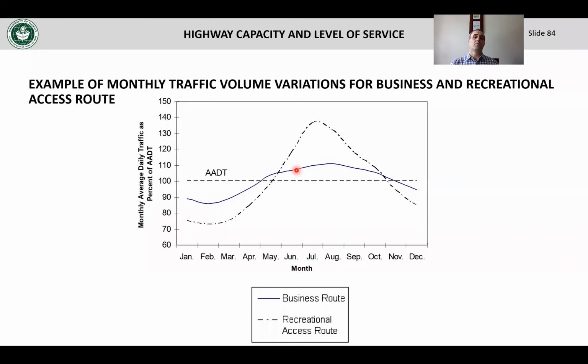Okay? So with that said, we have variations that are daily, we have variations that are hourly. For the hourlies, we accounted already. And we have monthly variations. So when we select the design hour volume, what volume should we design? It's not an easy question, right?